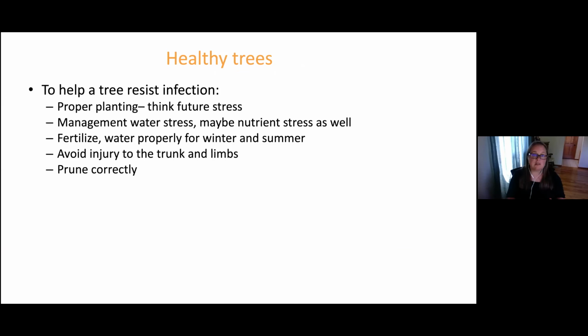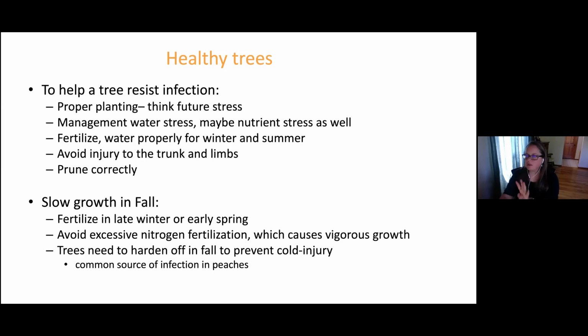Management of water stress. This is super important, especially with homeowners. You want to make sure they're not just watering their grass, but they're watering for trees. We don't know much about nutrient stress and Cytospora. That could impact. We'd need to do some more research on that. Fertilizing in the winter and in the summer, but you want to not fertilize too late in the fall. And then prune correctly, and I'll talk about that in a second. I only have like 3 slides left, so this should be fast.